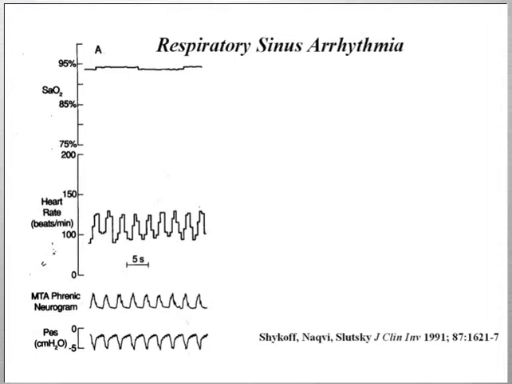Let me show you one example of some physiology that we could do with this preparation. This is an animal from work we published about 10 years ago in the Journal of Clinical Investigation, looking at respiratory sinus arrhythmia. Here you have oxygen saturation, about 95%, and heart rate between 100 and 150. This is the phrenic neurogram, and this is the esophageal pressure swings. As you'd expect, with each esophageal pressure swing, the phrenic neurogram fires. And associated with each of these, there's an increase in heart rate, right?